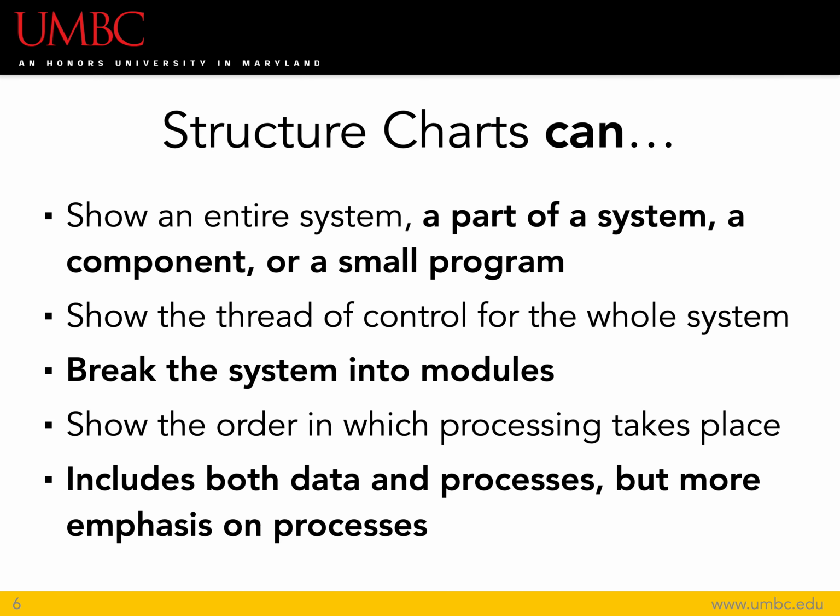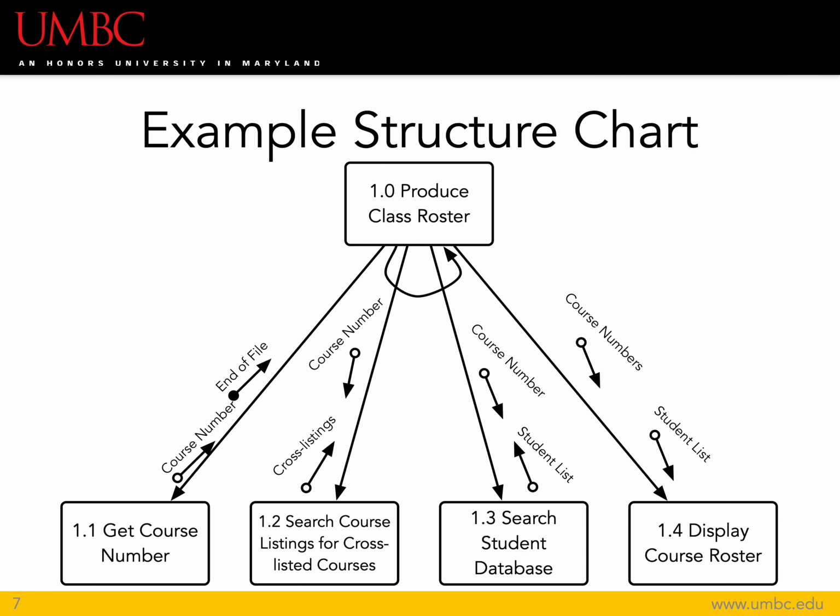All right, so here is an example structure chart. And just reading this again, top to bottom, left to right, you'll see sort of the flow of the program. We start here in the top, the first process here, where we're producing a class roster. Once we have produced this initial request, we'll get the course number to figure out what class it is we need the roster for. The course number is returned using what we are now introduced to as a data couple.